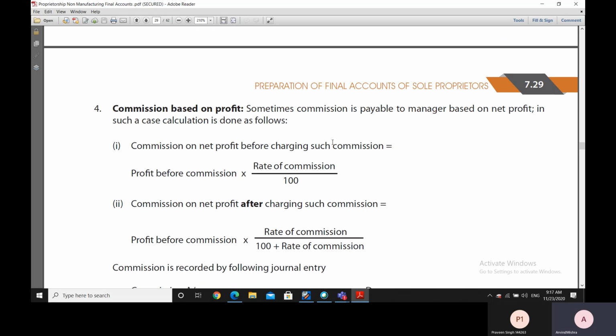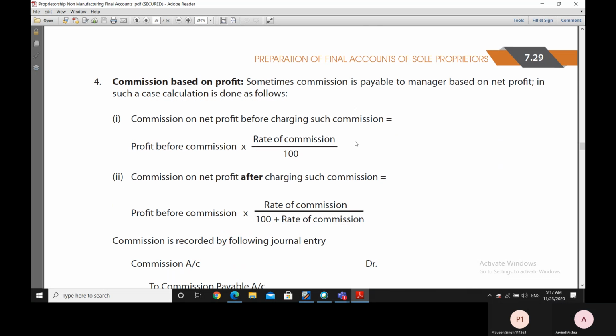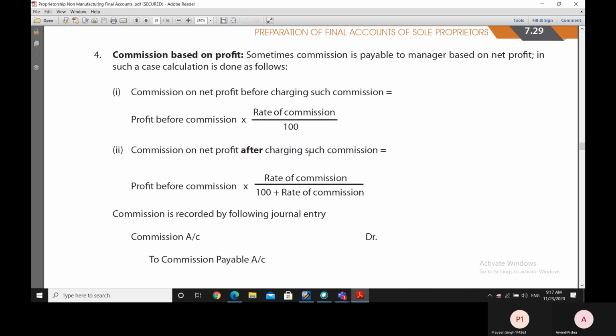Now, sometimes what happens is the commission is payable to the manager based on some calculation of the net profit that he has got for the company. So, in that case, we have to apply the rate of the commission. Like if it is 10%, then we say 10 upon 100 into the profits which have been made before the commission is being charged. So sometimes commission is paid on net profit before charging such commission, and sometimes commission will be paid on net profit after charging such commission.